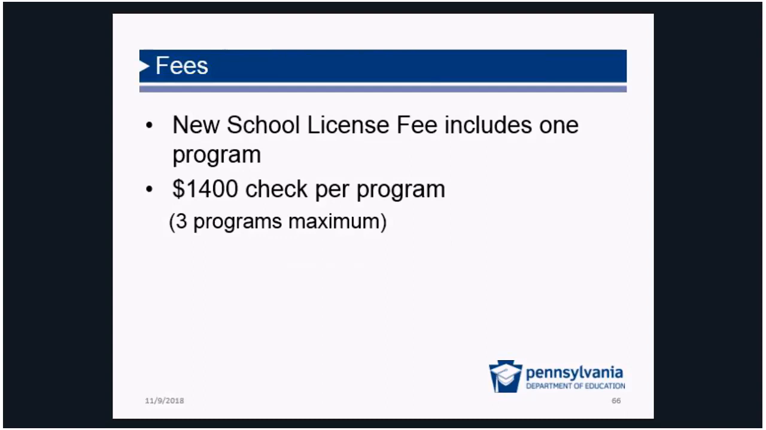If you are submitting an application form in conjunction with a new license application for a brand new school, one program application is included in that fee. But if you are submitting this as a new program at an existing school, there is a $1,400 fee per program. Please note that you cannot submit more than 3 programs for consideration at any board meeting.